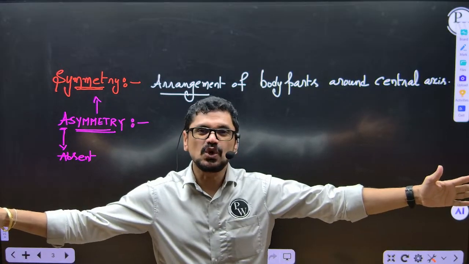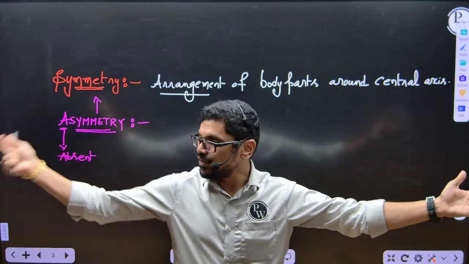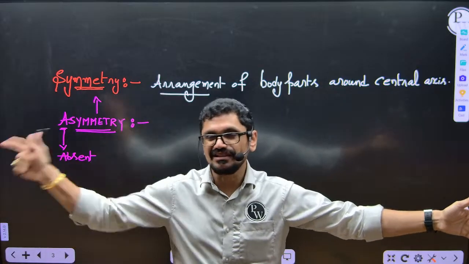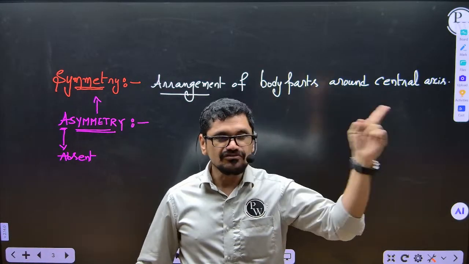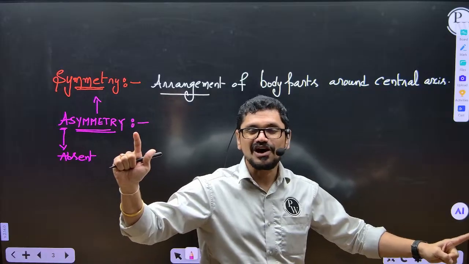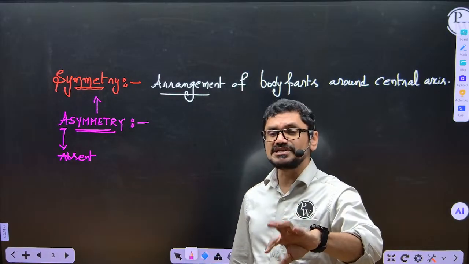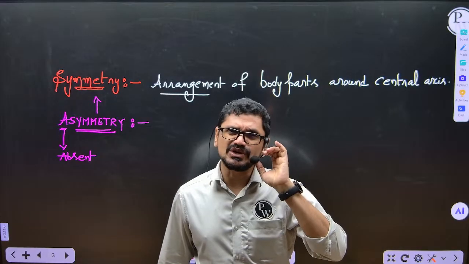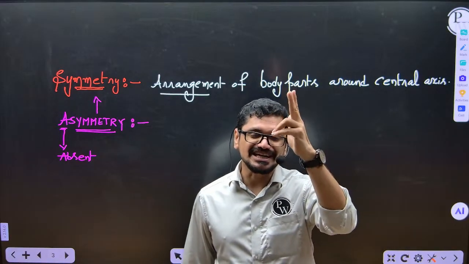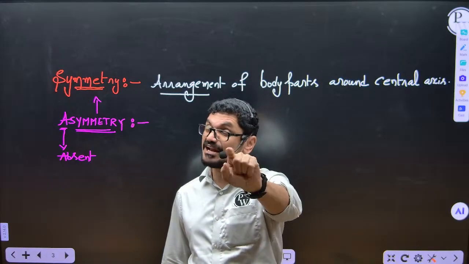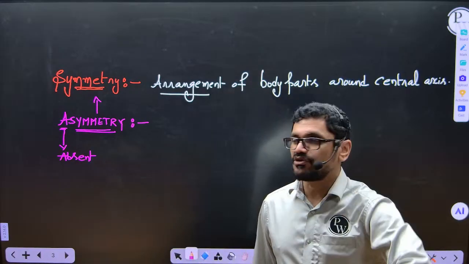The body is divided into two halves. One half has the left hand, the other the right hand; one half the left ear, the other the right ear. That is an equal half. Asymmetry means there are some animals where, in any direction you try to cut the animal, my dear friend, you cannot cut the animal into two equal halves. You can cut the animal into two halves, but not equal halves.